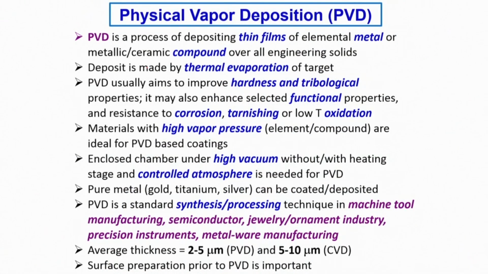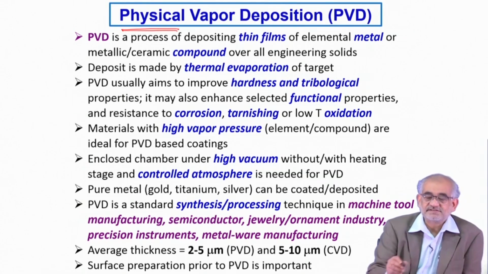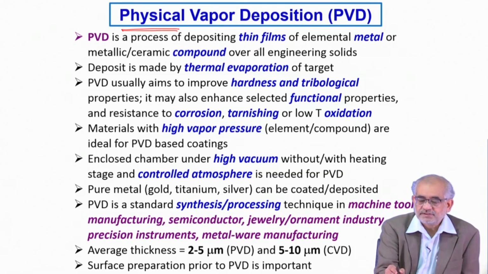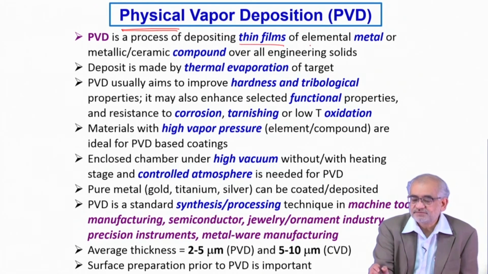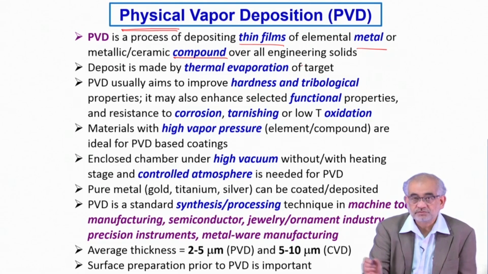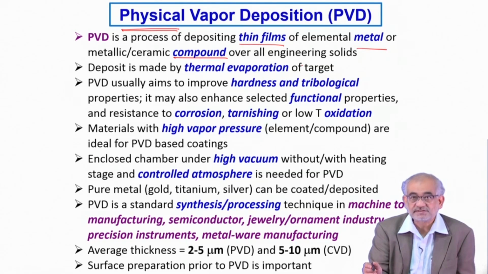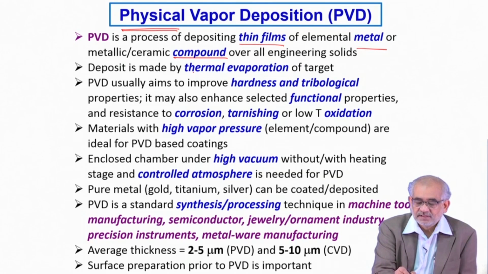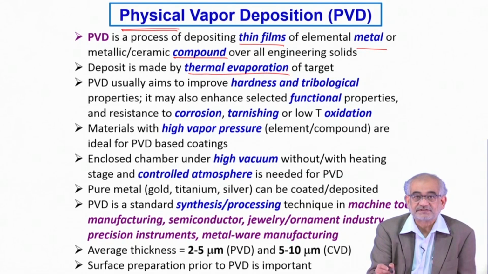So as the name suggests, in physical vapor deposition, the process requires only a change of physical state. So you can deposit a thin film of elemental metal or compound on any kind of engineering solids for a small area or a larger area. The process is based on thermal evaporation. So essentially, you take the material to be deposited and evaporate it by way of heating, usually resistance heating.